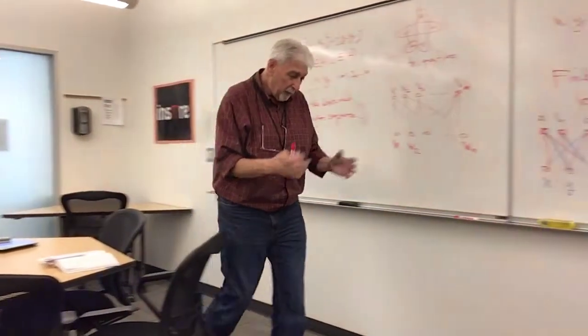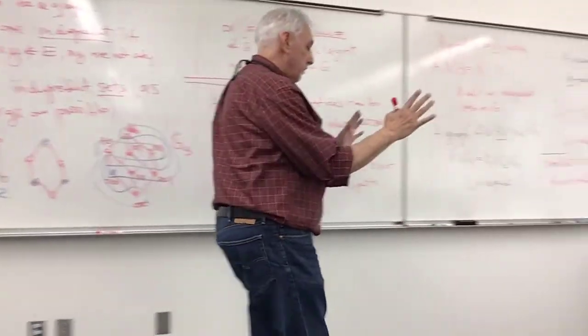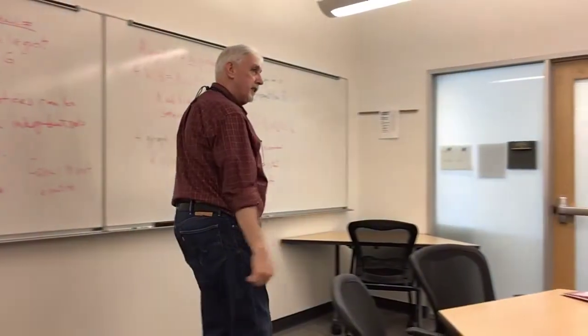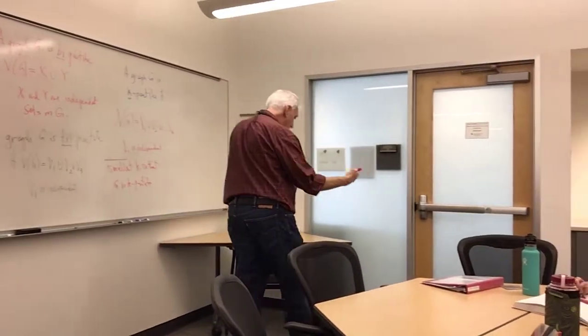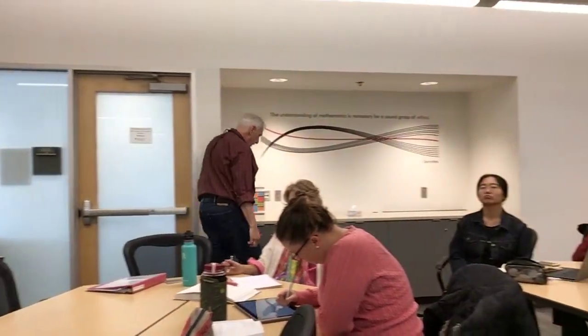How can I count how many edges this has? Can you give me a formula for the number of edges in this graph? Let me back up. Can you give me a formula for the number of edges in any graph? The sum of the degrees. The sum of the degrees is what? Double the number of edges.